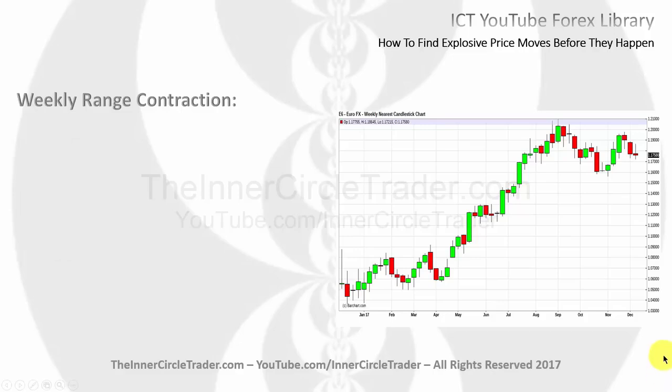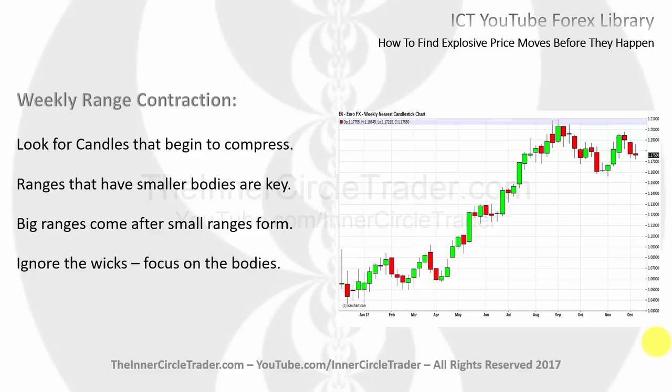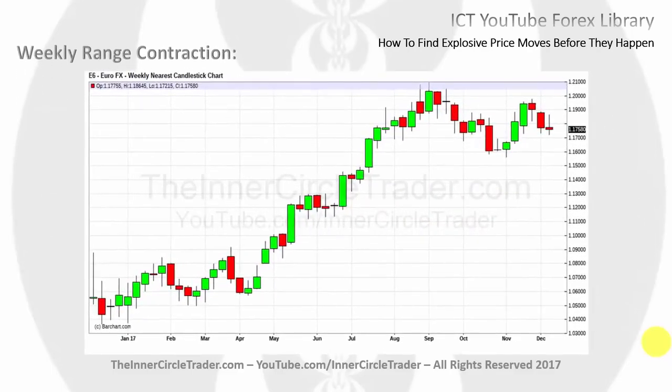Okay, so the weekly range contraction, we're going to be looking for candles that begin to compress. Ranges that have smaller bodies are key. Those are the ones that we're looking for, and we're wanting to trade when they form. Big ranges come after small ranges form, and we ignore the wicks. We're focusing only on the bodies of the candles. Okay, so let's take a couple examples here.